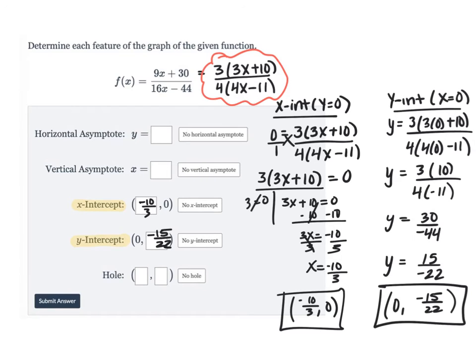Just to clarify before you finalize your answer into Delta Math, your horizontal asymptote was the line y equals 9 over 16. Your vertical asymptote was x equals 11 over 4. There were no holes, so you have to click that button. Those should be your final answers for the Delta Math. So go ahead and type those in, and you should get a nice green check mark. And then I'd like to move on to the next example.